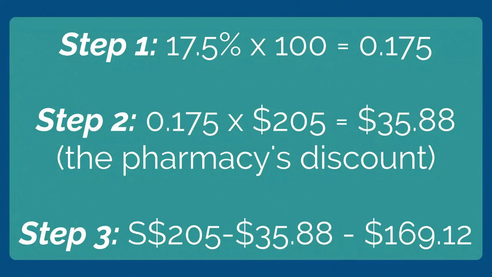Putting this into an example, you have 17.5 divided by 100, which will give you 0.175. 0.175 times 205, which is the AWP for the medication, gave us $35.88. That's the discount the pharmacy is going to receive. Then we take step 3 and we subtract 35.88 from 205, and we get $169.12, and that's how much the pharmacy would pay to acquire that brand name medication.